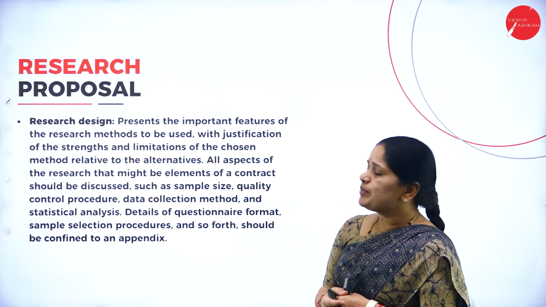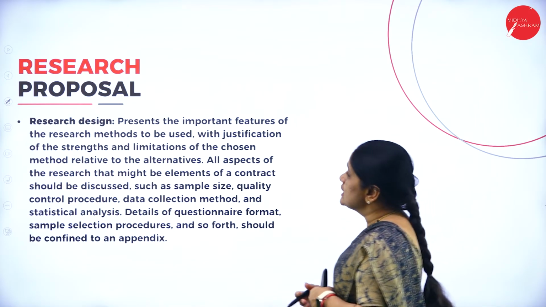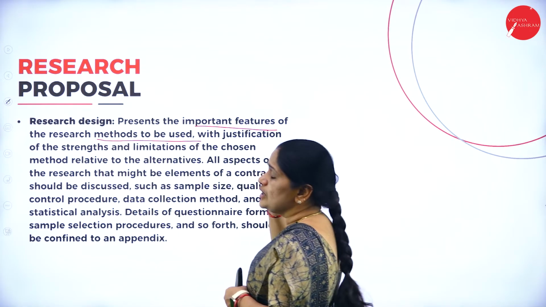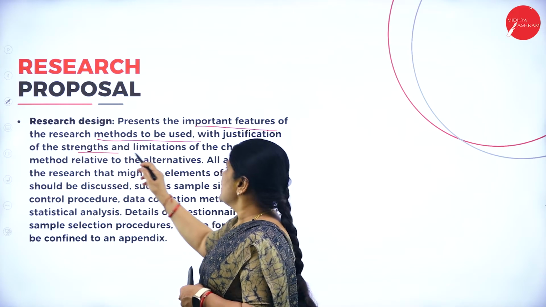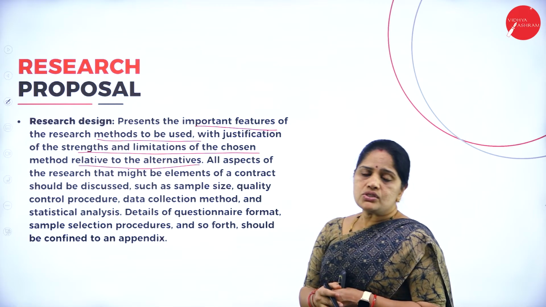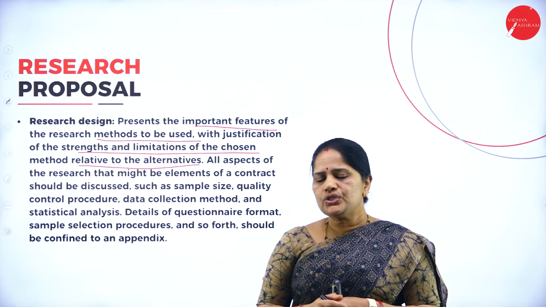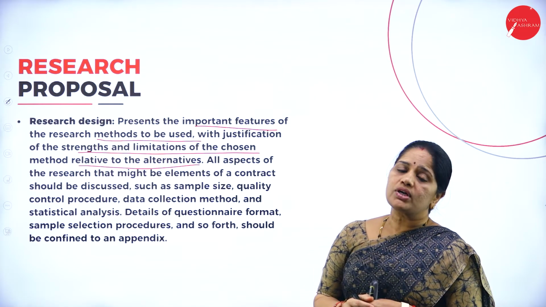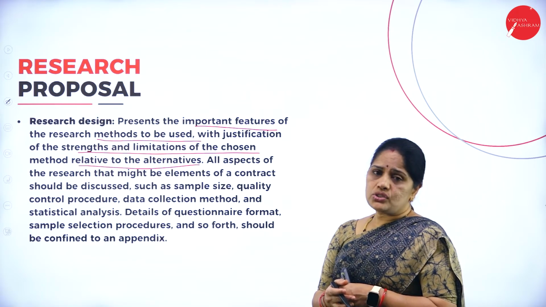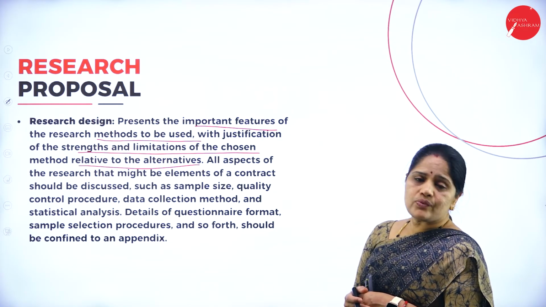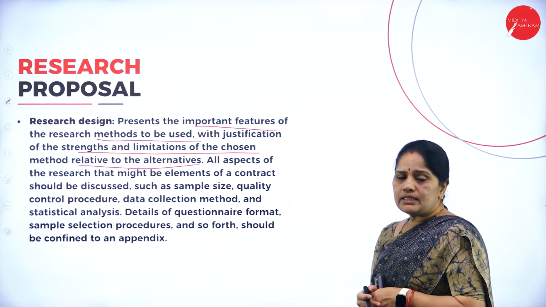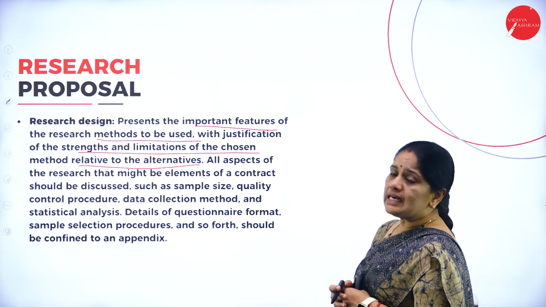Then the research proposal should also include the research design. It presents important features of the research methods to be used, with justification of the strengths and limitations of the chosen method relating to the alternatives. Whenever you undertake research, you should know how to go about it. What kind of method are you following? What are the different methods? You should also be able to analyze the merits and limitations of each method, and what alternatives are available in relation to the research problem.